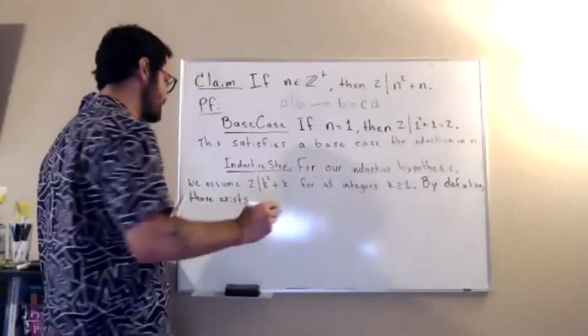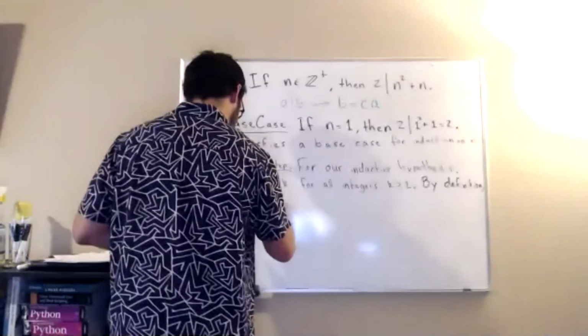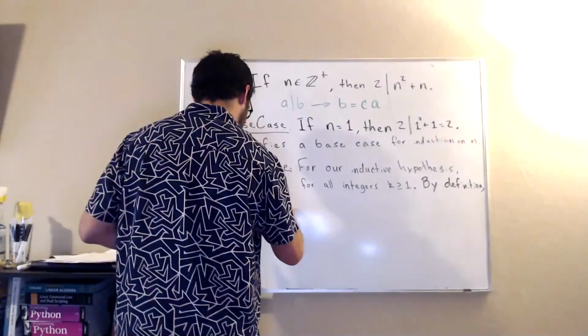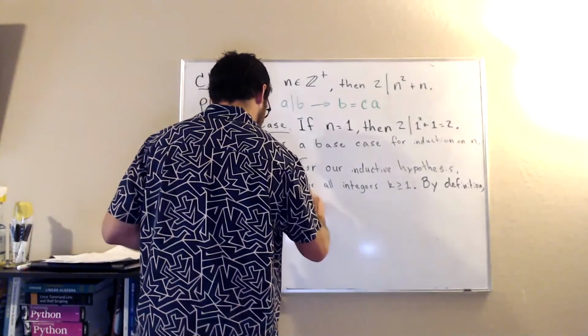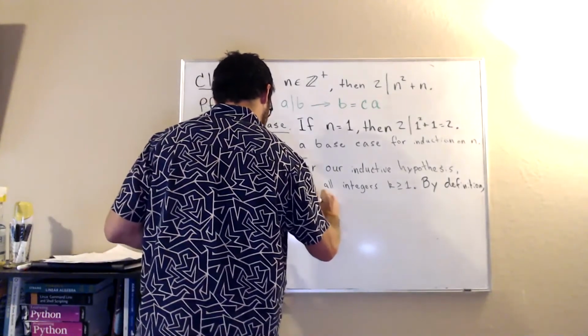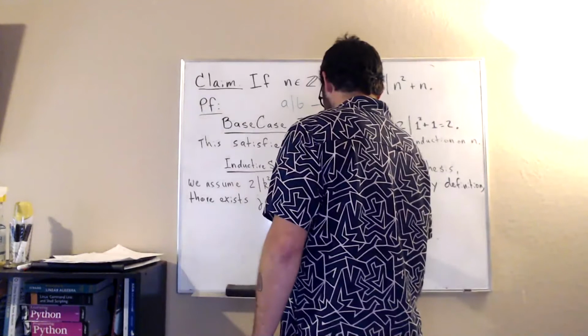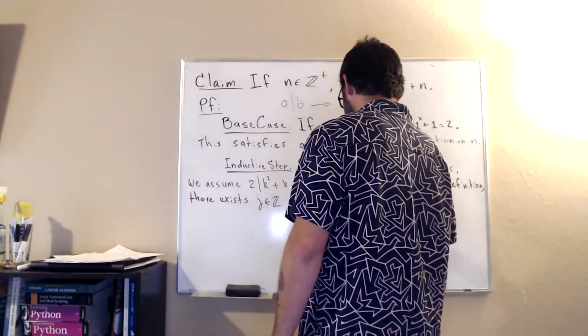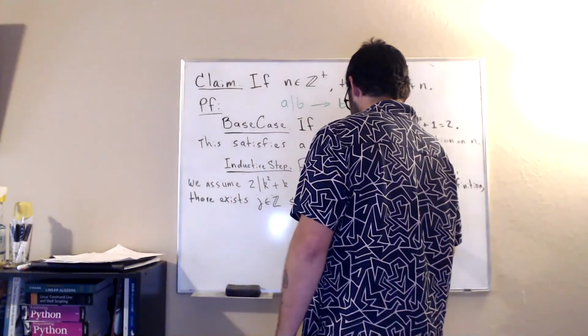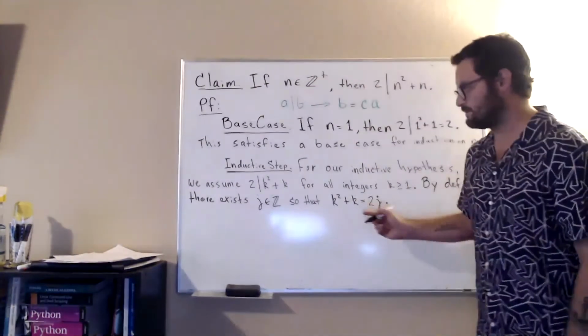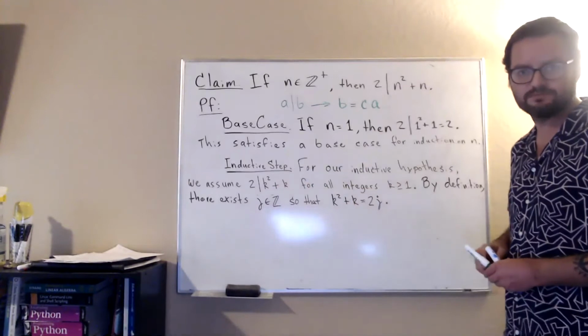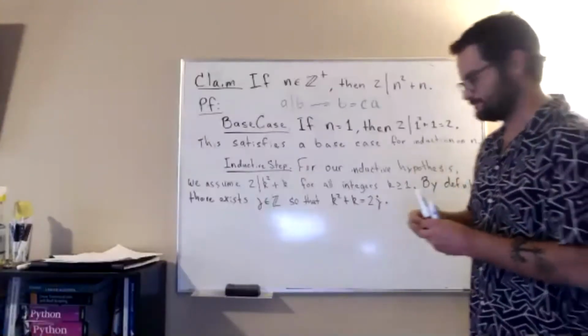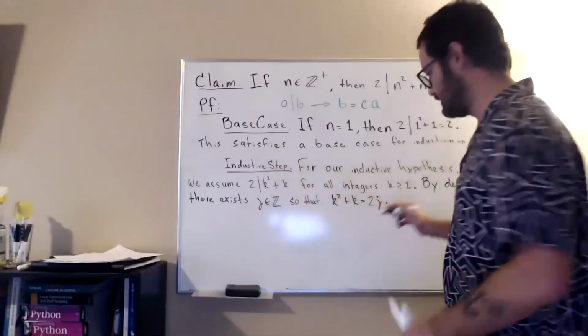J. J. Okay. So that k squared plus k is equal to 2 times j, right? That's the definition of being divisible by 2, right? Okay, so now I'm going to write that other thing down now.